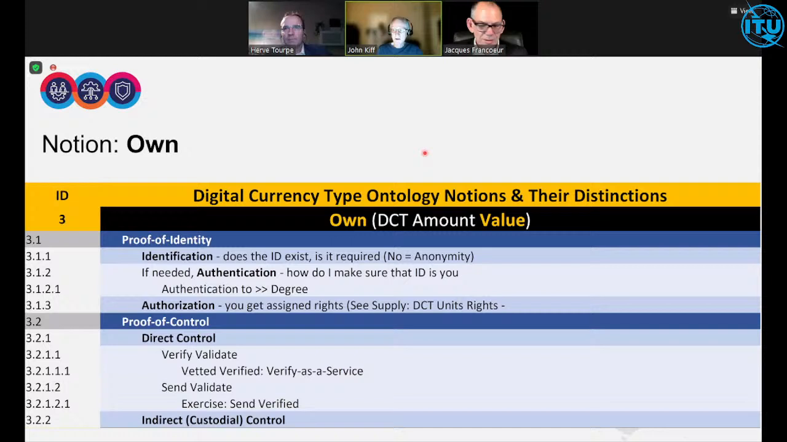Whereas with the claims-based one, I actually have to prove that I am John, and also that I've got proof here that my account has enough money to pay you. So that's why this debate is so interesting.